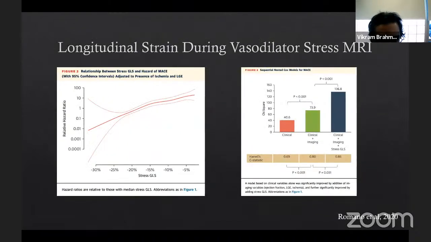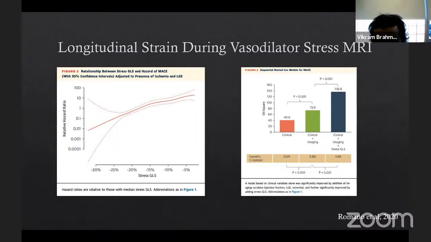And let me skip over this in the interest of time. One other thing I want to talk about was longitudinal strain as well. We can measure this. We don't have to measure it at the scanner. This is something that we can just do like we do in the echo lab with speckle tracking. So we can measure strain immediately post vasodilator administration with stress MRI.